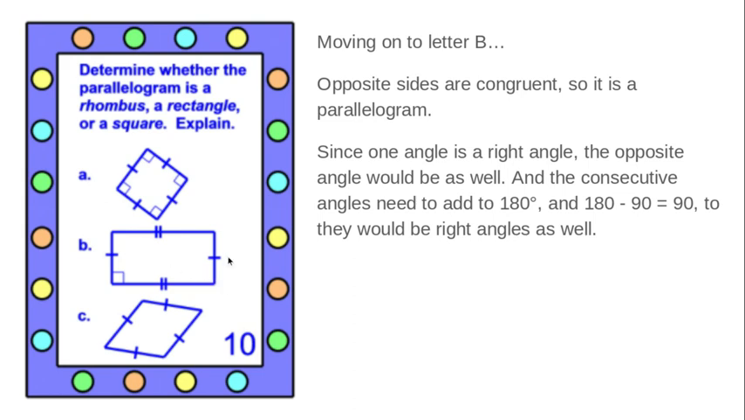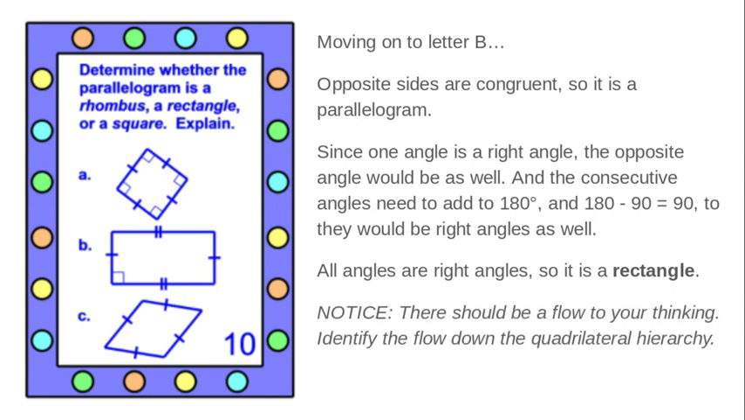So I actually know that all of those would be right angles, and all right angles lead me to say it is a rectangle. I can't go any farther than that. It does not have any of the properties of a rhombus or a square. So we are finished in saying it's a rectangle. Again, notice the flow to thinking: parallelogram down to rectangle.